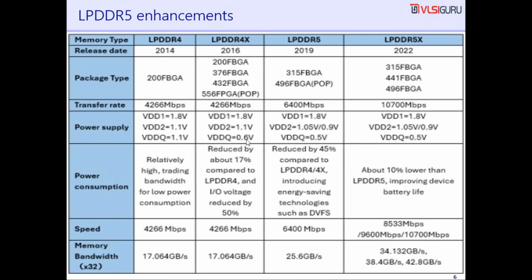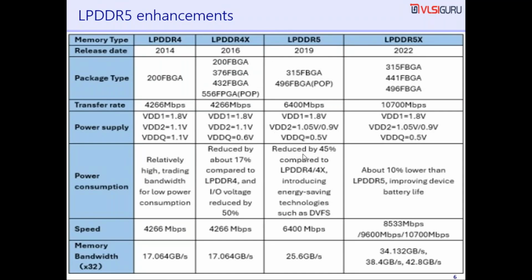Now this was designed to work at 0.6 volts. LPDDR5 improved the speed to 6400 megabits per second, and VDDQ is also reduced from 0.6 to 0.5 volts. Coming from 5 to 5X, VDD1 is at 1.8 volts, VDD2 is reduced to 1.05 or 0.9 volts, and VDDQ remains at 0.5 volts. The power consumption was relatively high because the voltages are generally high, trading bandwidth for lower power consumption. The power consumption is reduced by around 17% compared to LPDDR4, and IO voltage is reduced by 50%. That is this one, VDDQ.